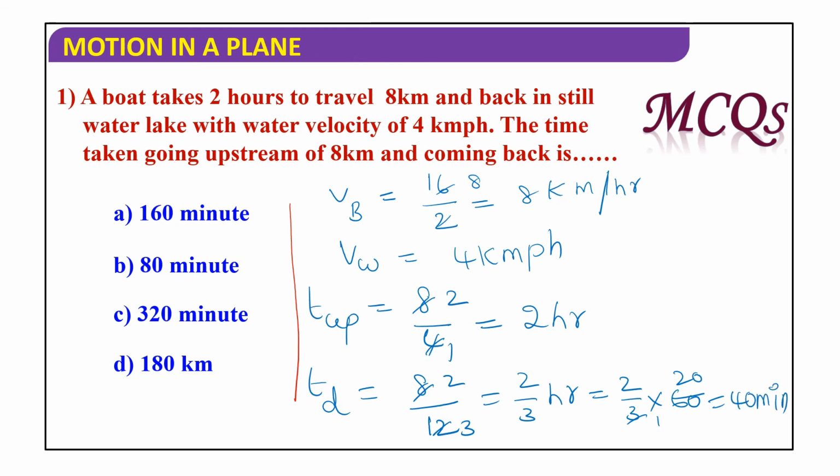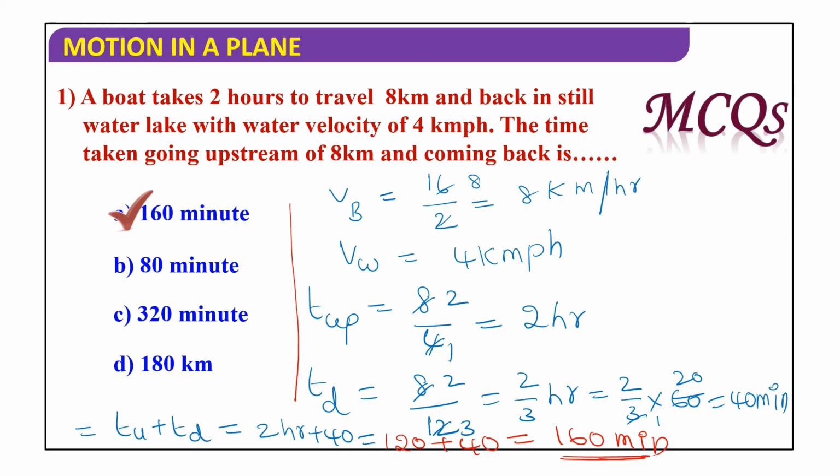Now we will calculate the time taken going upstream of 8 kilometers and coming back. Total time is Tu plus Td, upstream plus downstream, 2 hours plus 40 minutes. 2 hours is 2 into 60, 120 minutes. 120 plus 40, so total 160 minutes. So the correct option is 160 minutes. Option A is correct.